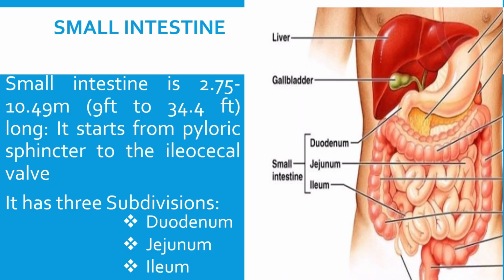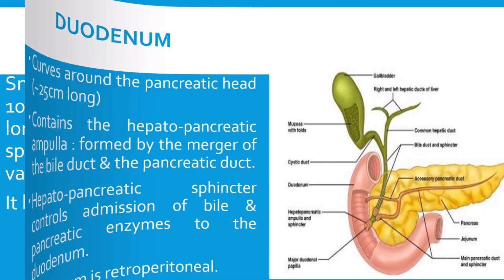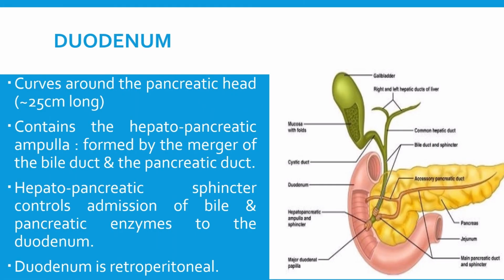Next to the stomach is the small intestine. It is 2.75 to 10.49 meters, 9 feet to 34.4 feet, long. It starts from the pyloric sphincter and goes to the ileocecal valve. It has 3 subdivisions, namely duodenum, jejunum and ileum. The duodenum curves around the pancreatic head. It is almost 25 centimeters long.